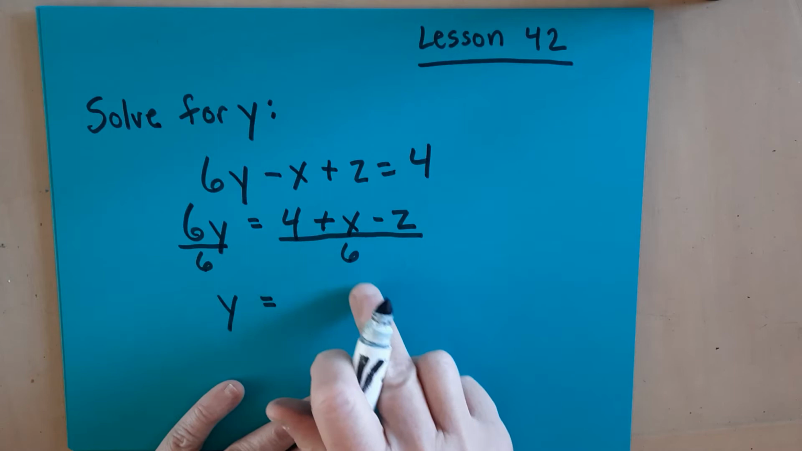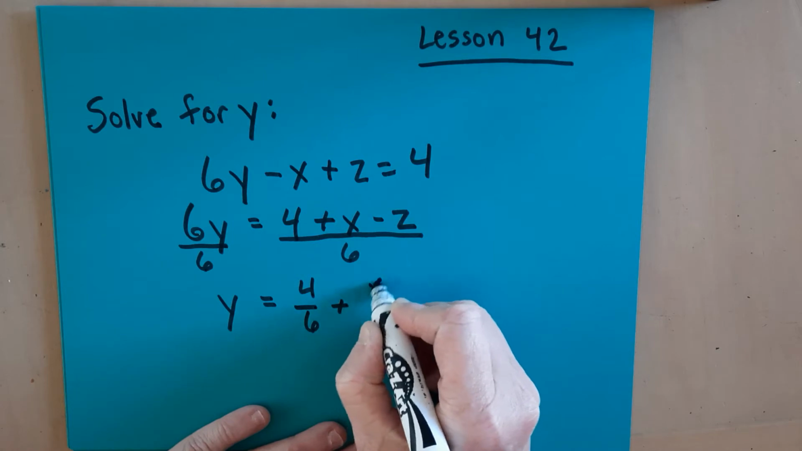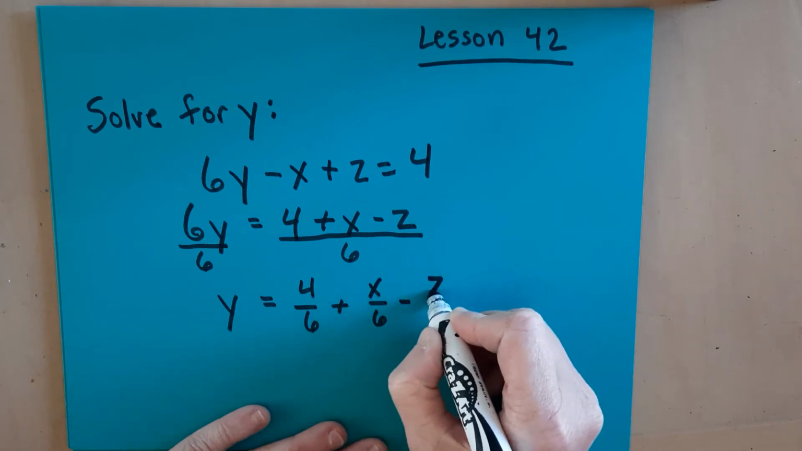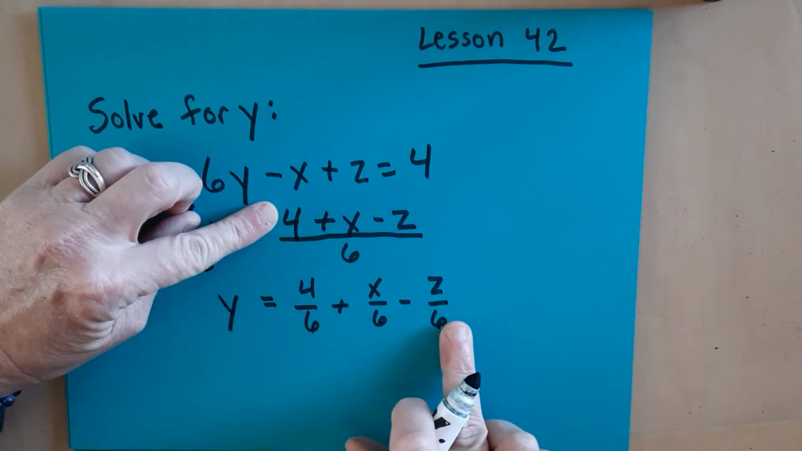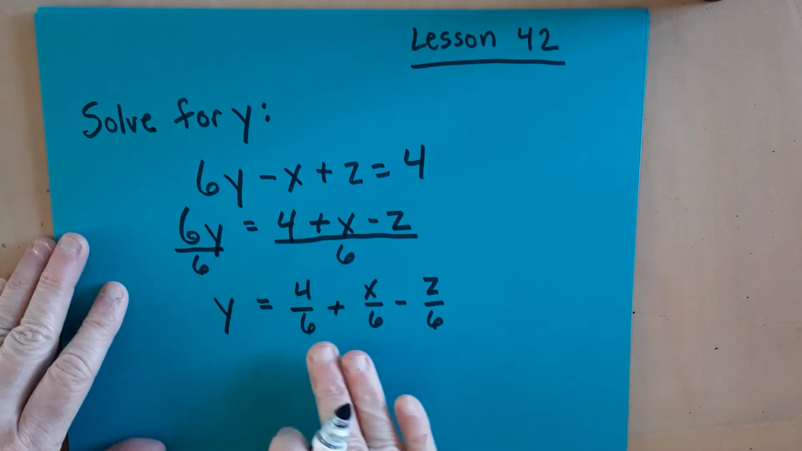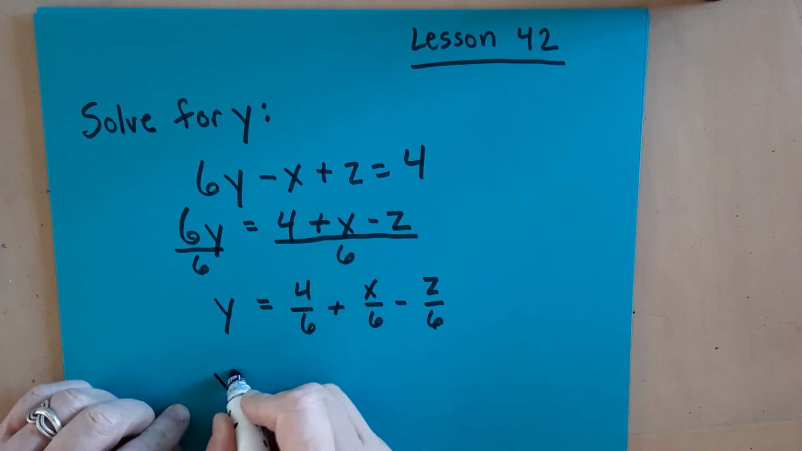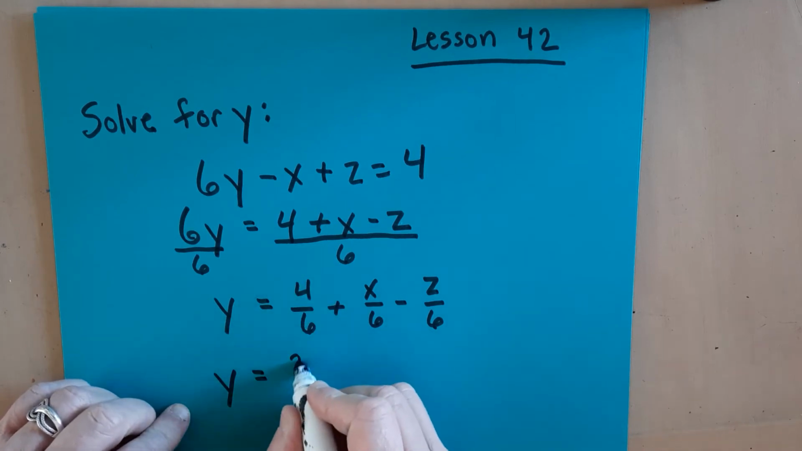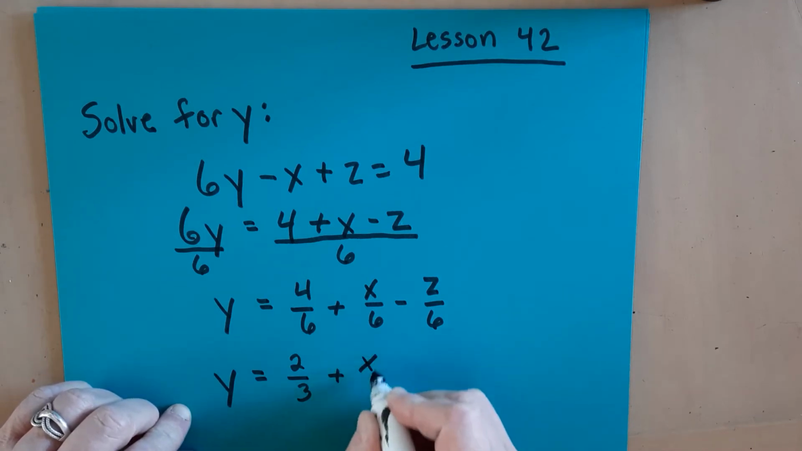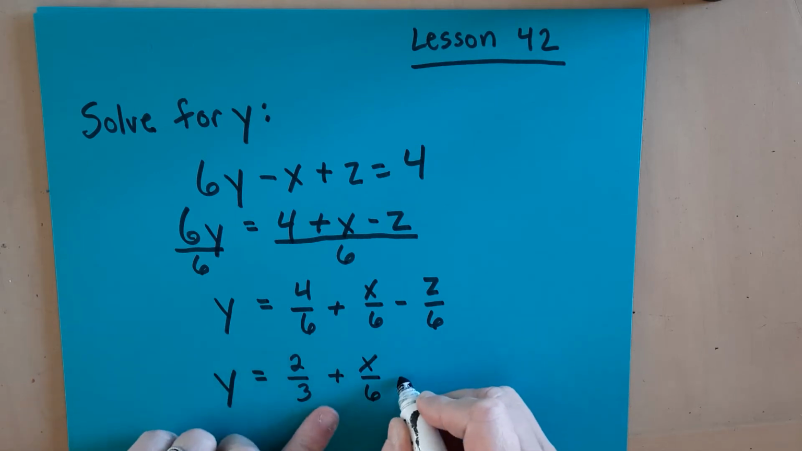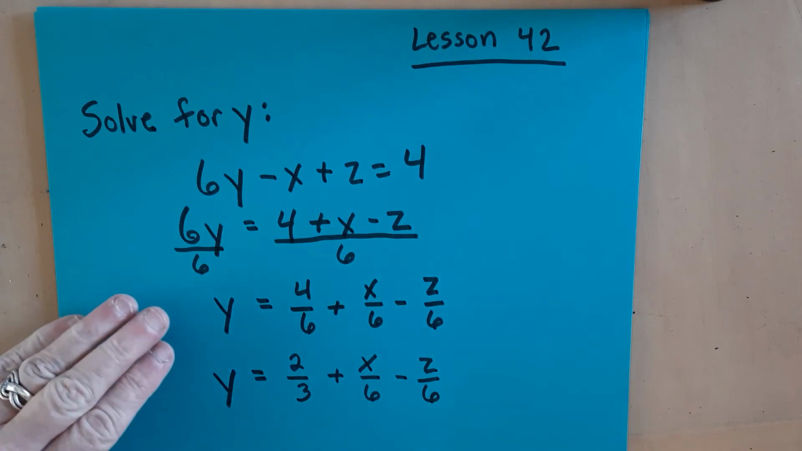But we want to go ahead and separate out those fractions. So we're going to say y equals 4/6 plus x over 6 minus z over 6. In order to change this fraction into 3 separate fractions, we have to make sure that we have put them each over the same denominator. And then all we have left to do is to see if anything can be simplified. 4/6 can be simplified to 2/3. So that gives us the answer y equals 2/3 plus x over 6 minus z over 6. And that's the answer. Pretty simple, right?